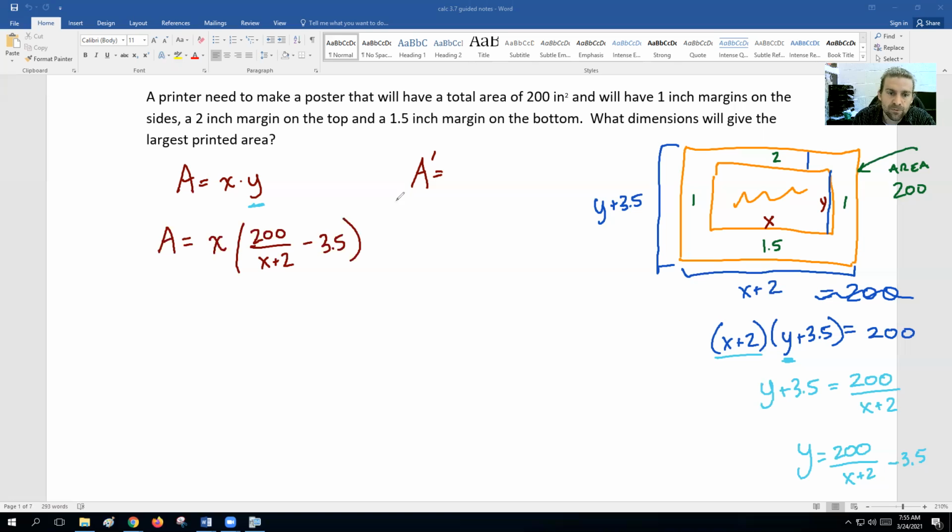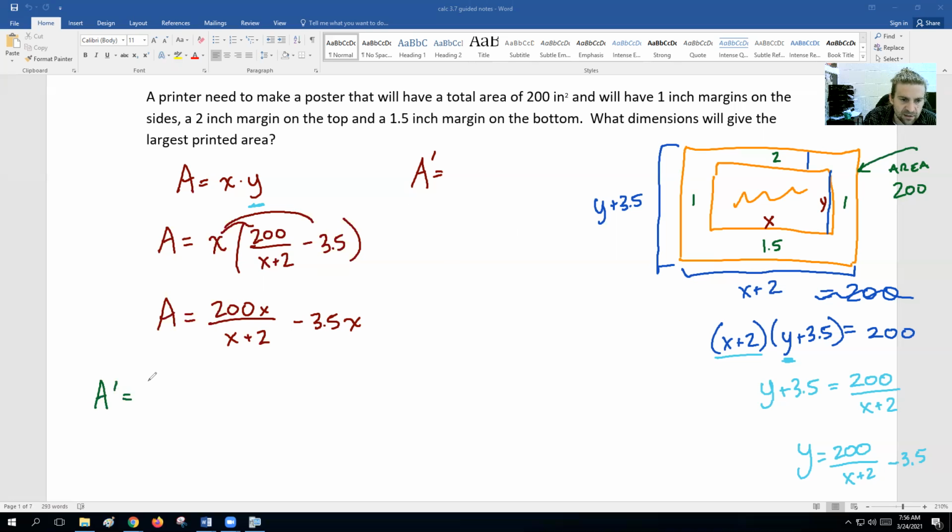Okay, so when we take the derivative of this, we could do the product rule, or can we rewrite this equation to work this out? We can distribute the x and say the area is 200x over x plus 2 minus 3.5x. We could do the problem as is. If we leave it like this, we'd have to do the quotient rule, or we can combine these using the product rule. I think let's just leave these alone and do the derivative as is.